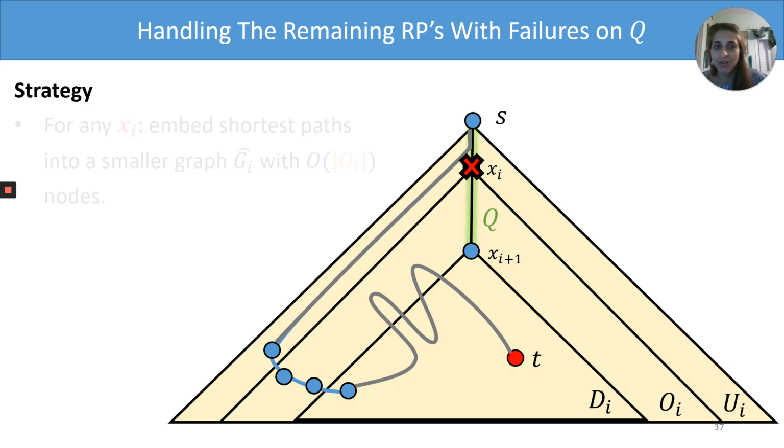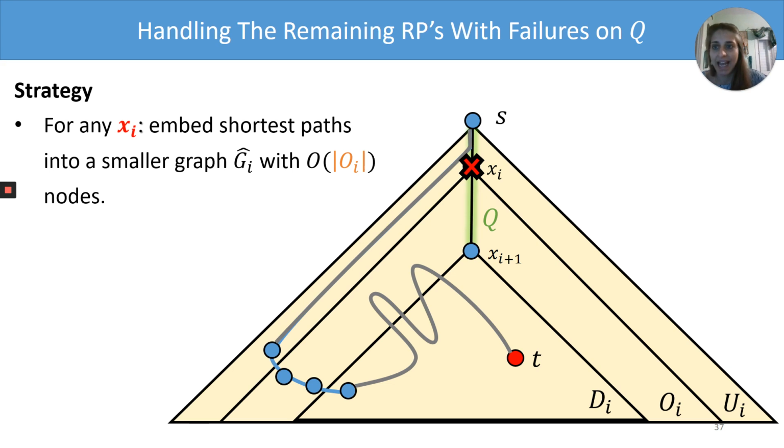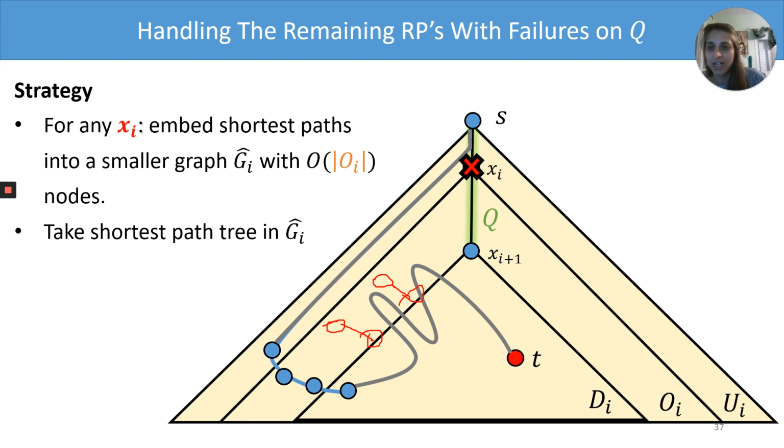So what are we going to do? Our strategy, for any xi, for any failure, is to embed this shortest path into a smaller graph G hat I with O of OI nodes. There may be several replacement paths in here, and we define a new graph which also contains edges which are not in G. Then we compute a shortest path tree in G hat I, and we use it in order to decide which edges from G we can add to H. And this shortest path in G hat I covers all of this replacement path.